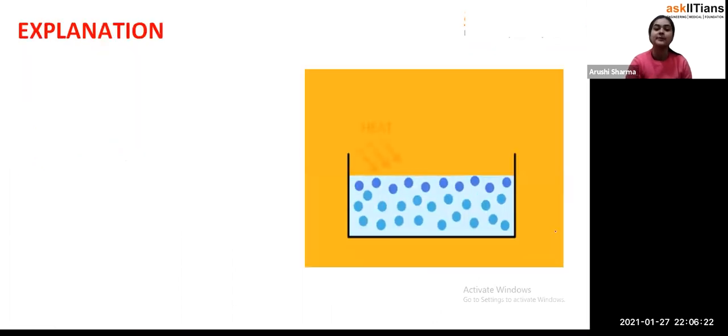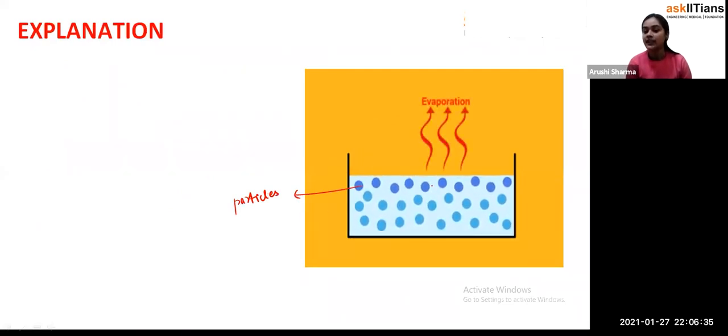Now, how is it happening? See, the explanation could be here. These are the particles. See, student, these balls are the representation of the particles of water, something like that. When you give heat to it, these are going to evaporate into the atmosphere. And when they evaporate, you can see that the water level is going to decrease.